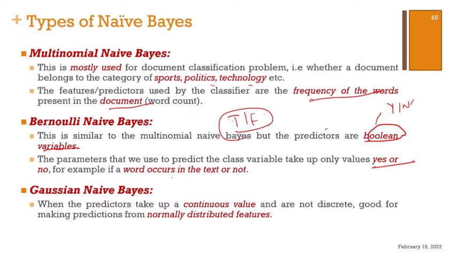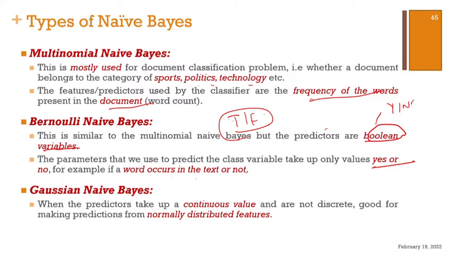For example, whether a word is in the text or not. If a particular word occurs in the text or not, it's different from the previous one, where we count how many words are in this particular document, the frequency of the words, which one appears more. But here it's going to ask, is the word there or not? Yes or no. This is what we mean by Boolean variable. So they're going to have something like yes or no, this word is there, yes or no. This is how Bernoulli naive Bayes works.